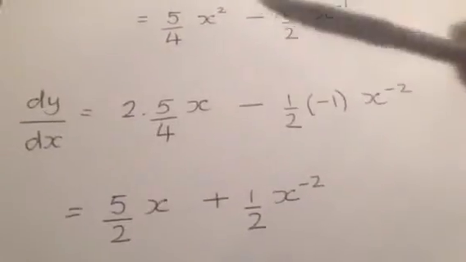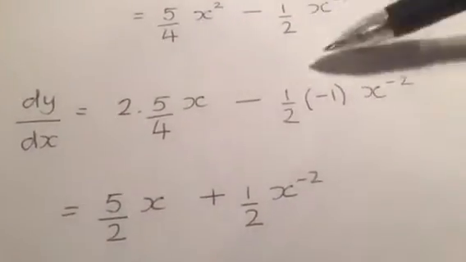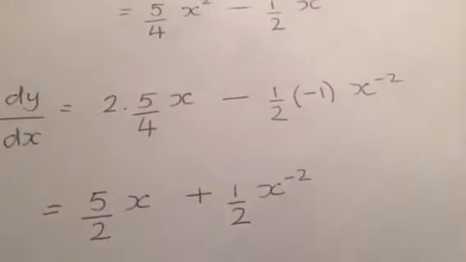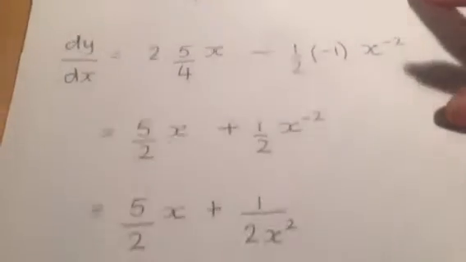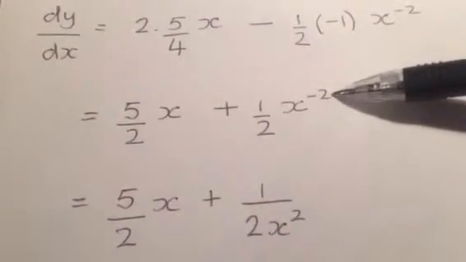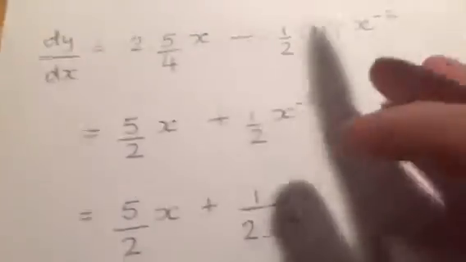Tidy it up carefully. So I've got 5 over 2 x, the 2 and the 4 cancel, and then I've got a minus times a minus, which becomes a plus, half x to the minus 2, and you might want to tidy that still further. x to the minus 2 is 1 over x squared.